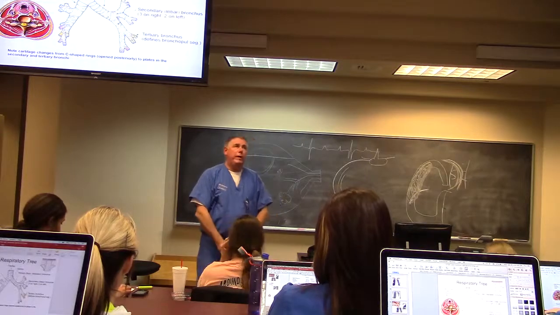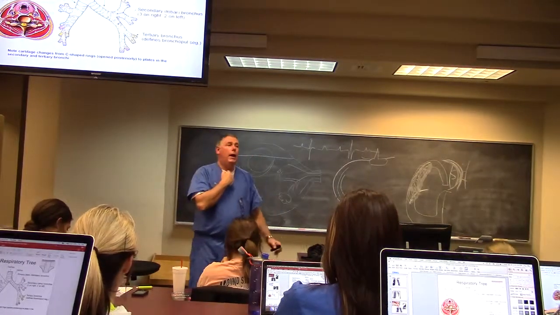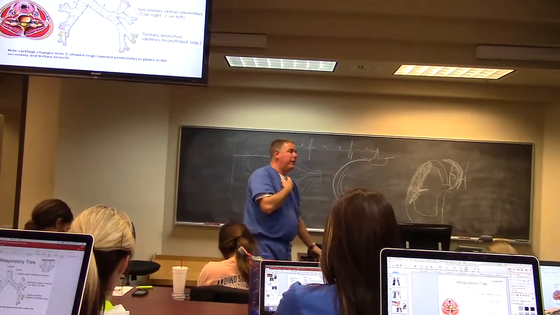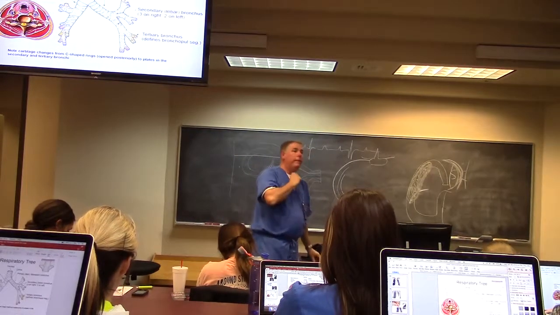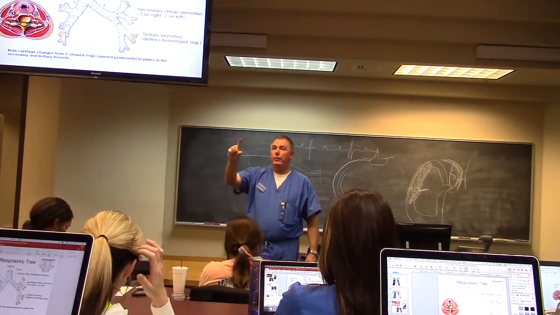The respiratory tree itself starts at the bottom of the carina. The trachea descends and bifurcates at the angle of Louis. Therefore, your trachea is only this long. The trachea is only that long.